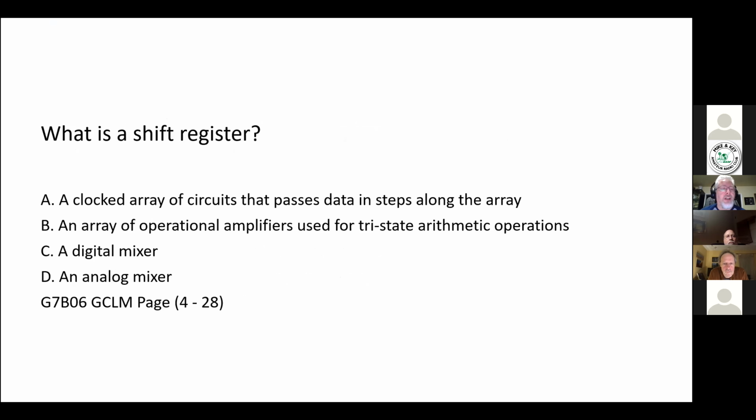What is a shift register? A, a clocked array of circuits that passes data in steps along the array. B, an array of operational amplifiers used for tri-state arithmetic operations. C, a digital mixer. Or D, an analog mixer. Alpha is correct. A clocked array of circuits that passes data, shifts it down to the next guy.